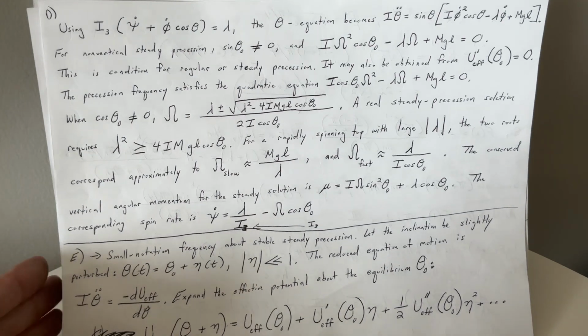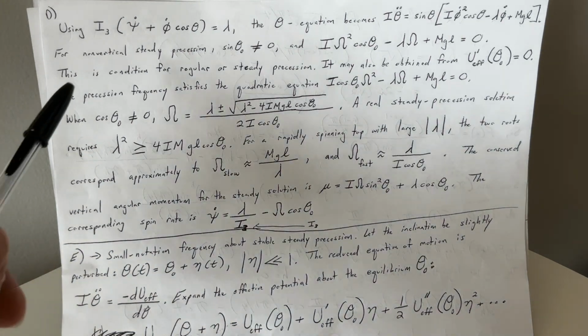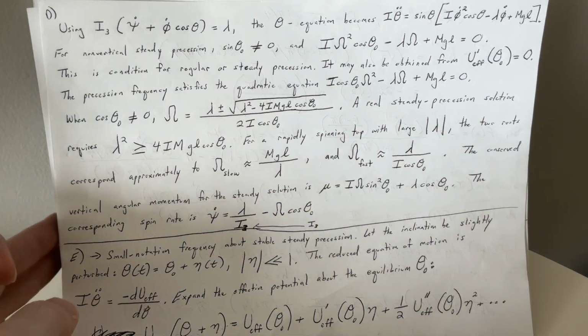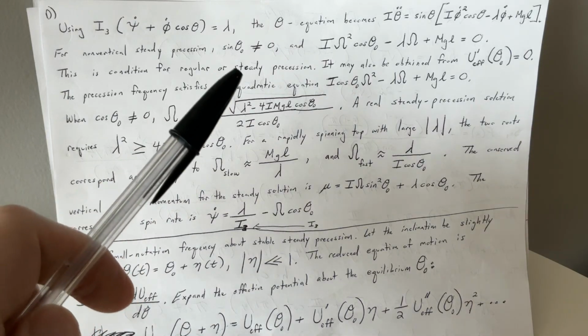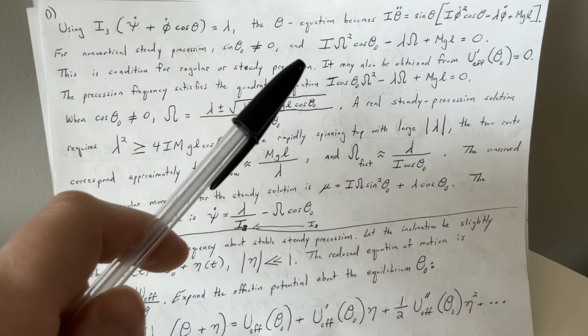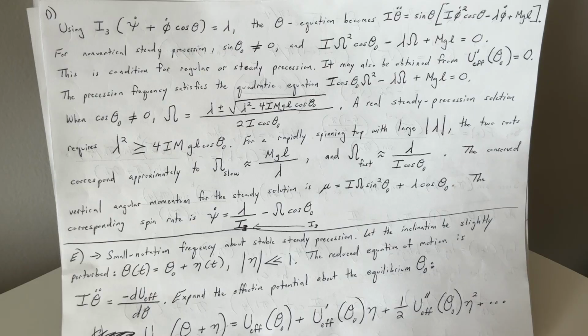Okay, so what we could say here is for non-vertical steady precession, sine theta naught does not equal 0, and I omega squared cosine theta naught minus lambda omega plus mgl equals 0. So this is a condition for regular or steady precession. It may also be obtained from u sub EFF prime of theta naught equals 0.